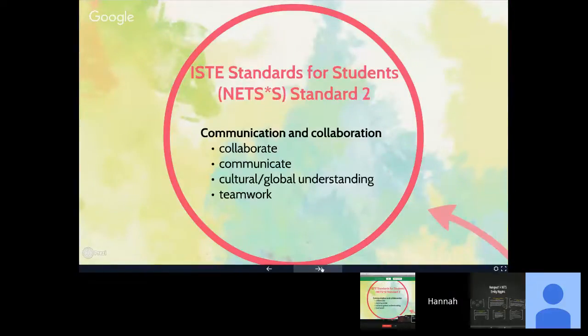Student Standard 2 is on students using technology to communicate and collaborate in order to boost their own learning as well as the learning of others. This calls for interaction with peers as well as experts. Students should also be able to communicate information to an audience using different technologies. Another aspect for this standard is for students to interact with students from other cultures in order to gain some cultural awareness. Also, team projects are included in this standard.